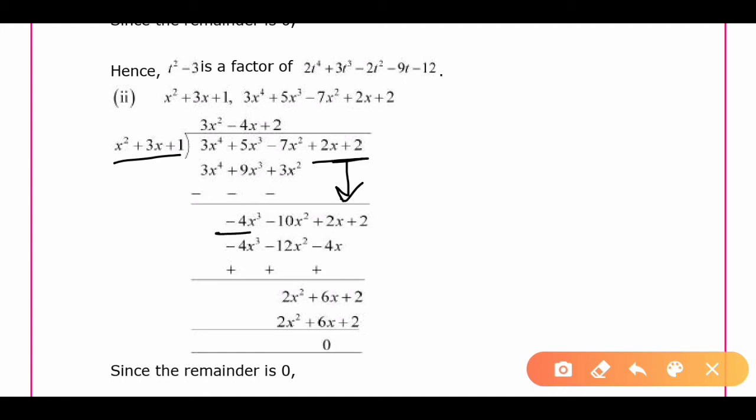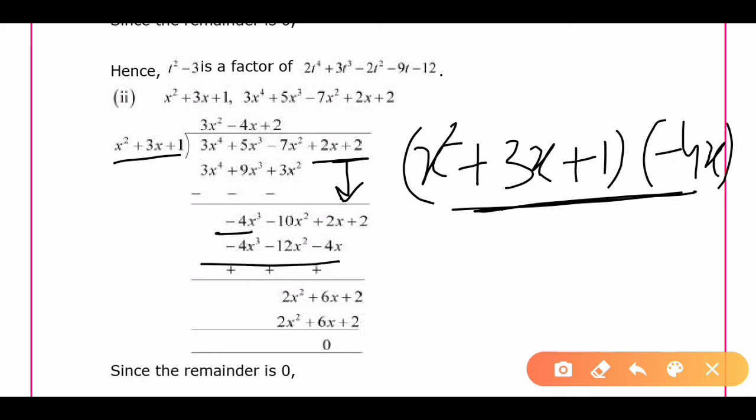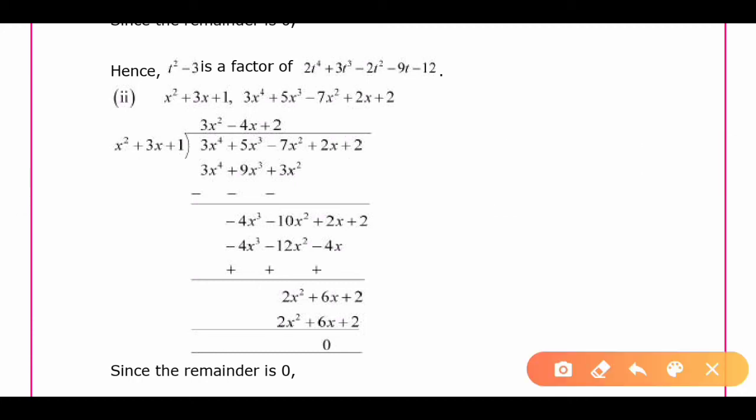This time we have minus 4x cube. For getting the minus 4x cube, we will multiply this quantity by minus 4x. Okay, after multiplying this quantity by minus 4x, we will get minus 4x cube minus 12x square minus 4x. Clear? Now we will replace the signs.